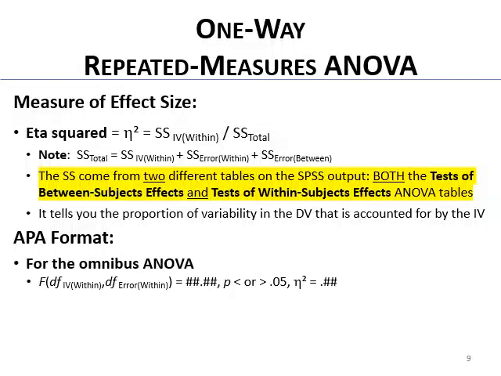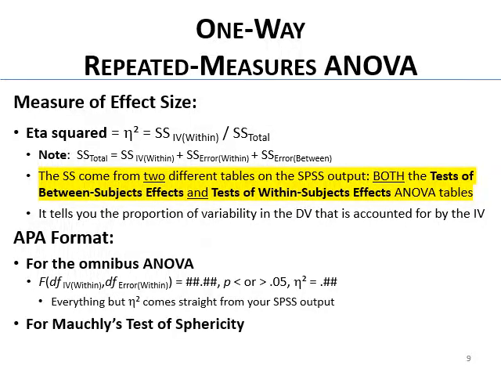For the omnibus ANOVA, it's just like last week. For between suffix ANOVA, you got degrees of freedom for your IV within, degrees of freedom for your error within. You put the actual F value in there for Fisher, the guy who made this ANOVA test, to two decimal points, P less than or greater than, and throw your eta squared. Everything except eta squared comes right from your output, okay?